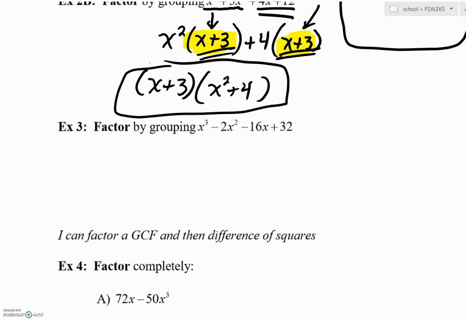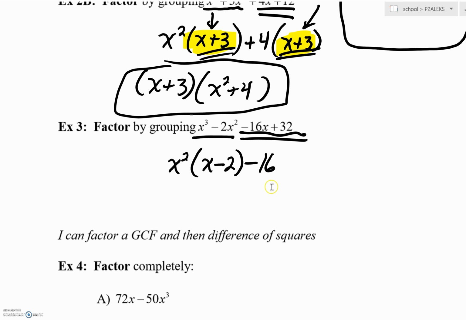Take a look at example 3 with me. What can I take out of x cubed minus 2x squared? X squared, and what's left? X minus 2. Now, what can I divide out? Be careful. If you start with a minus, you have to pull out a minus. What can I pull out of negative 16x plus 32?